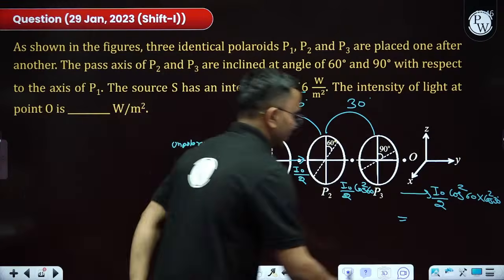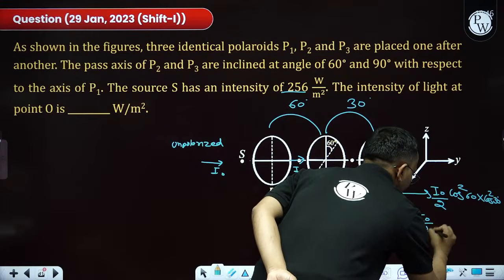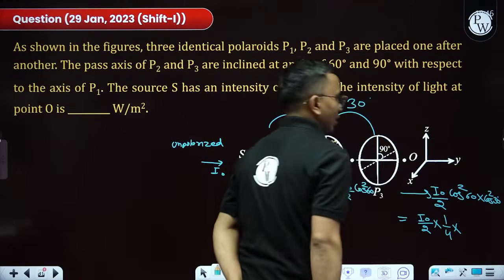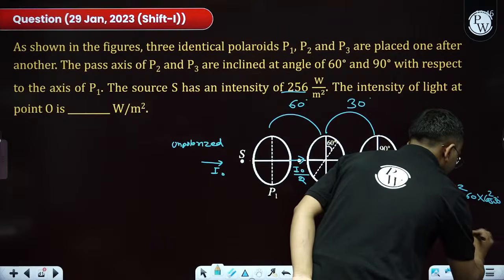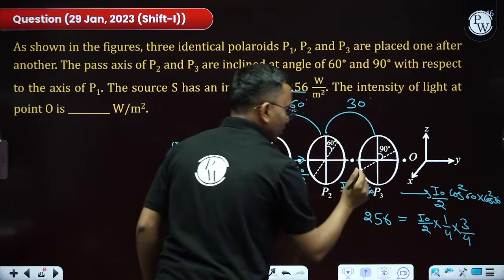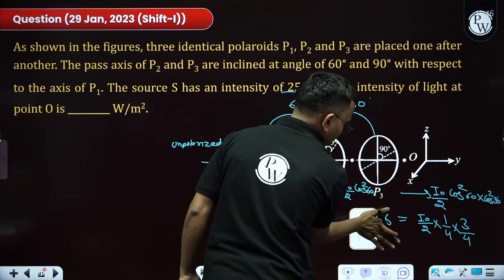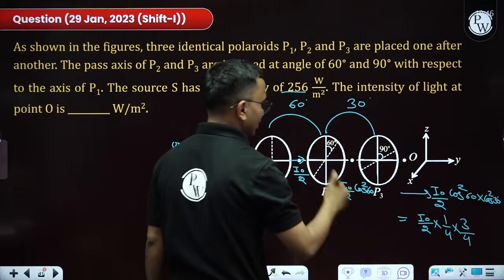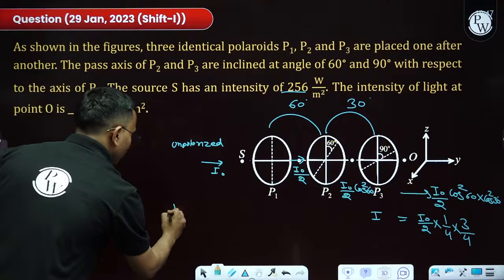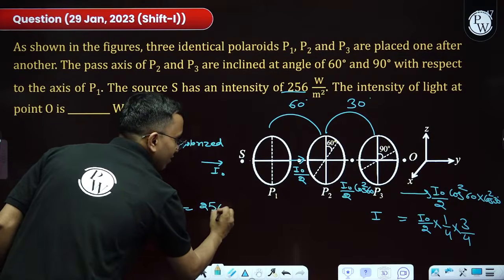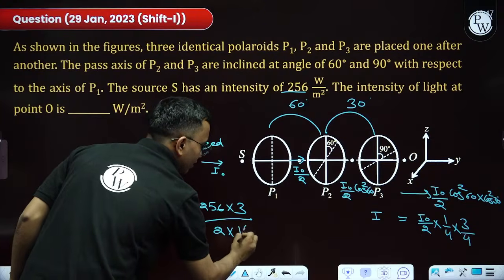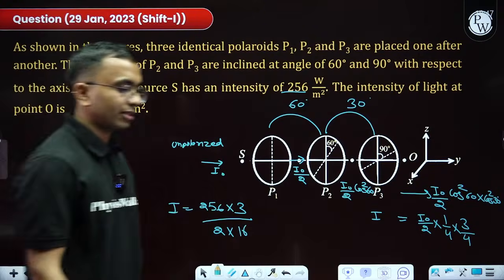This is I naught by 2 into cos square 60, which is 1 by 4, times cos square 30, which is 3 by 4. Oh, sorry, not this. I naught is given as 256. We need to find this intensity I. So you put I naught as 256: 256 into 3 divided by 2 into 16, and then you can do the calculations here.